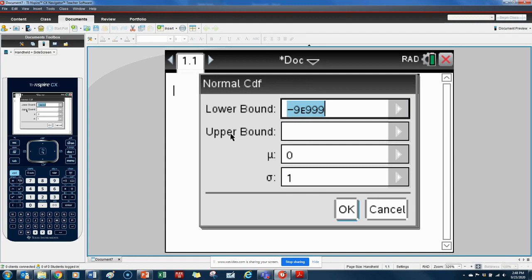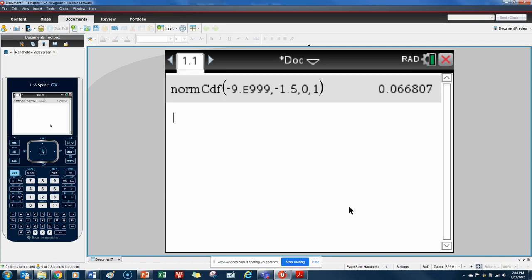That would be fine. So on the upper bound, if you remember the upper bound or right bound of the shaded region, it was negative 1.5. And our graph is standardized, so the mean would be 0 and the standard deviation would be 1, so you don't have to change that. These are the default numbers, so we just hit OK. Okay, so the answer would be 0.067. So let's type that answer.